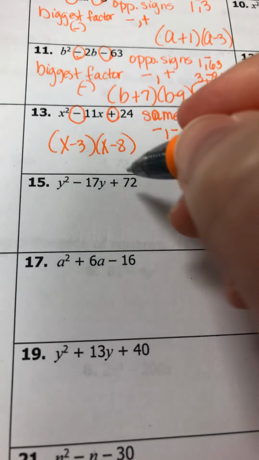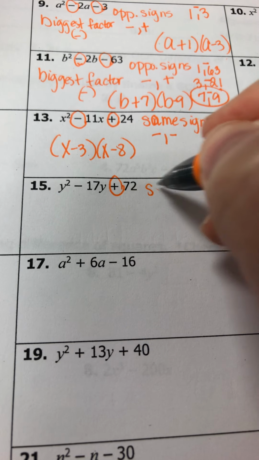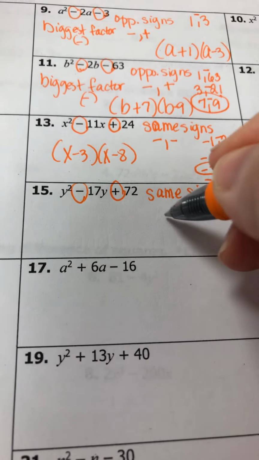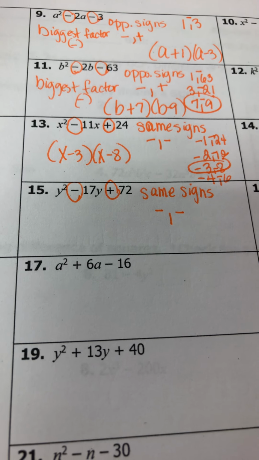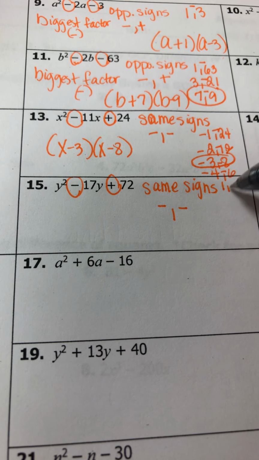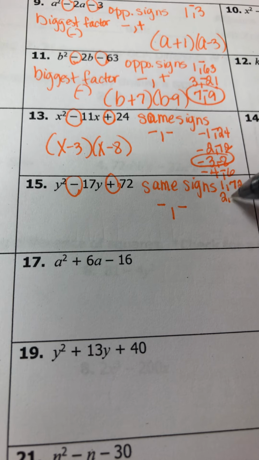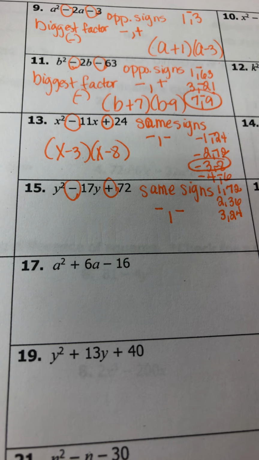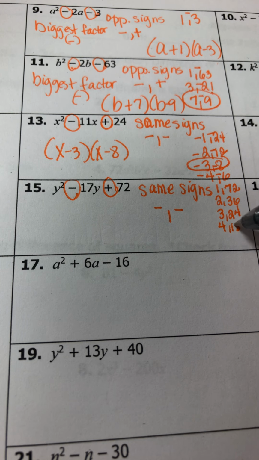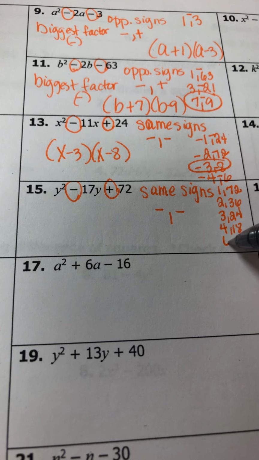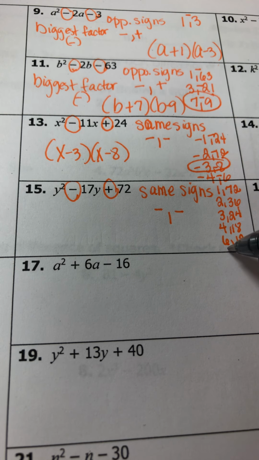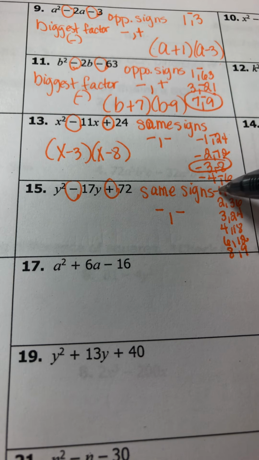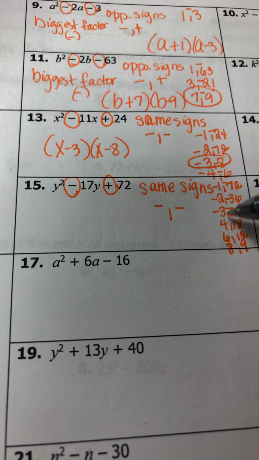Number 15. C is positive, so that means I need same signs. My middle term is negative, so both of my signs need to be negative. Now let's list the factors of 72. 1 times 72, 2 times 36, 3 times 24, 4 times 18, 6 times 12, and 8 times 9. All of my factors need to be negative.